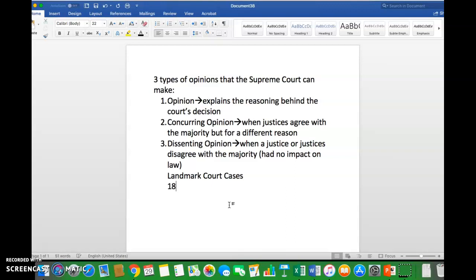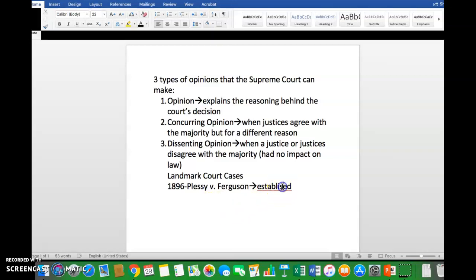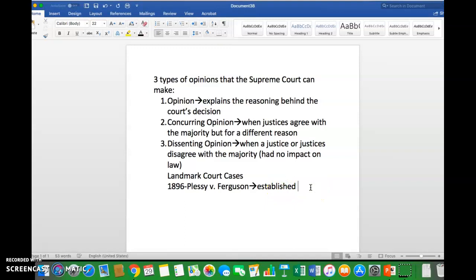And the first one we're going to take a look at dates all the way back to 1896, and this is what is called Plessy versus Ferguson. So Plessy versus Ferguson established separate but equal.